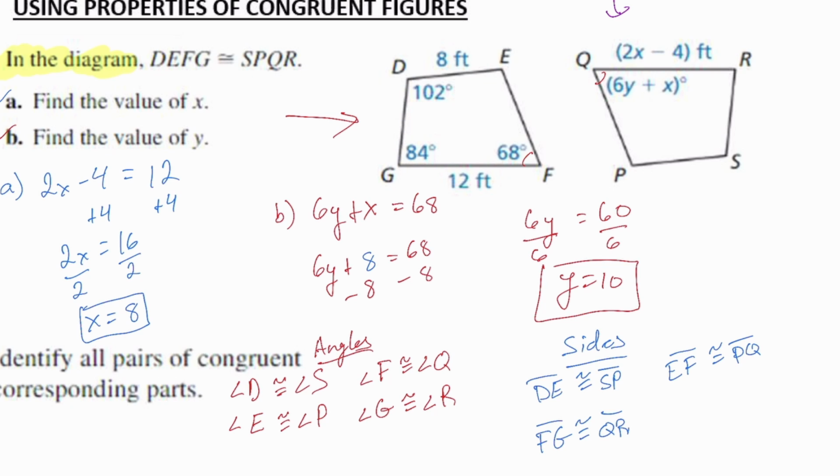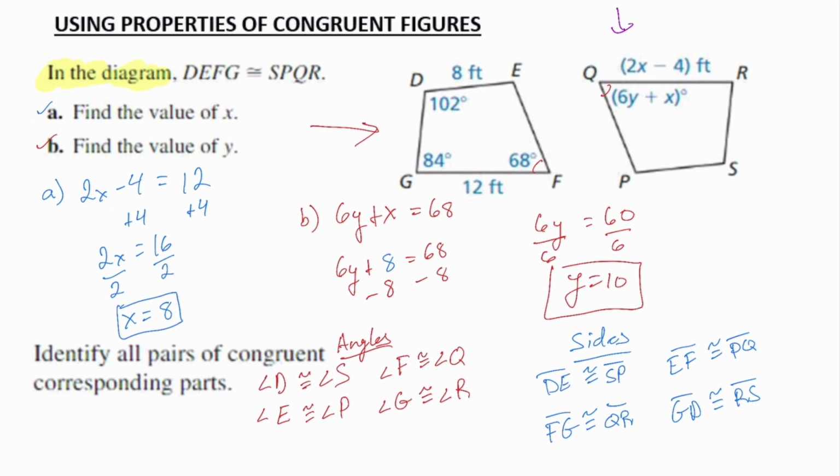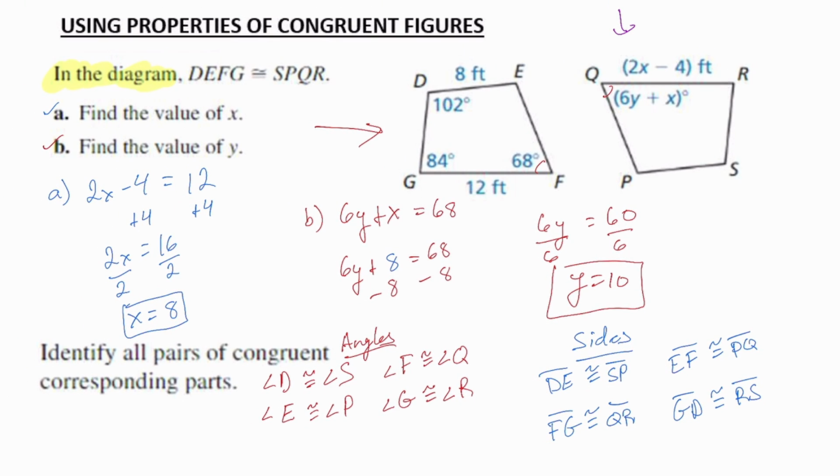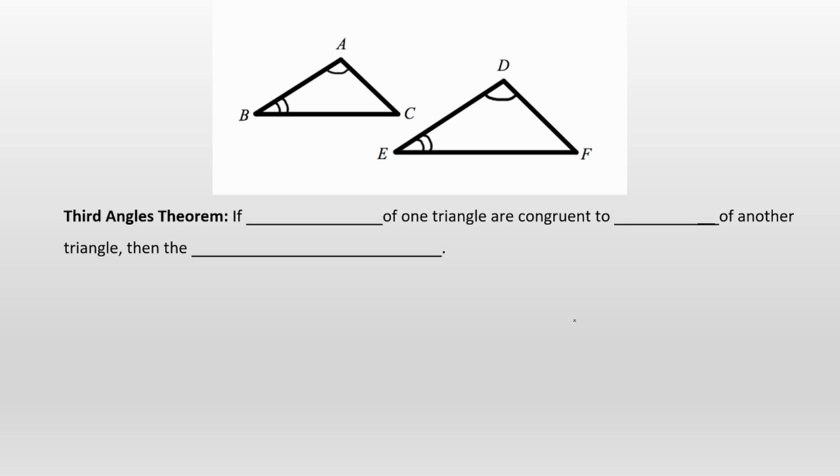So again, GD and RS would be my two congruent pieces that I don't have yet. So GD is congruent to RS. So those will be all four of my side lengths taken care of. And now I have all of my congruent angles, all of my congruent corresponding sides, and all of the parts are accounted for.